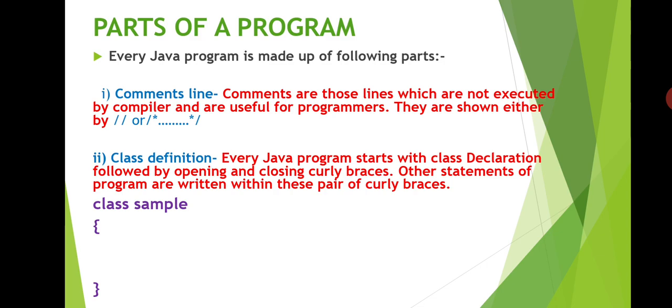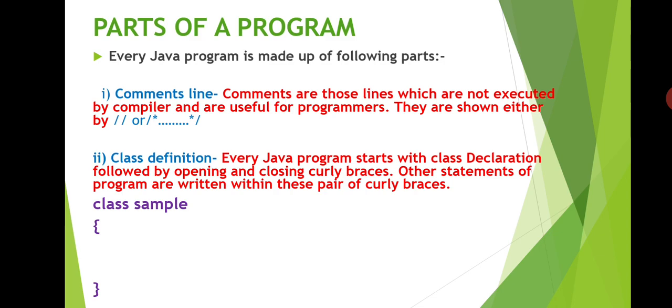Now let's see different parts of a program. Every Java program is made up of the following parts. First, comment lines. These are lines which are not executed by the Java compiler, and they are useful for programmers to tell what they are doing in a particular statement. They are shown either by a double forward slash or a forward slash asterisk, and then you mention the comment, and then you close the comment by asterisk and forward slash.